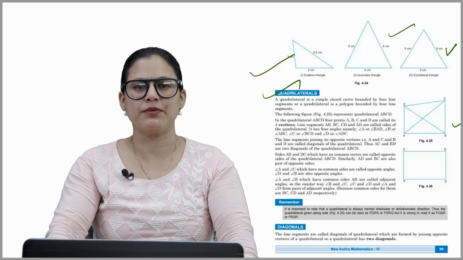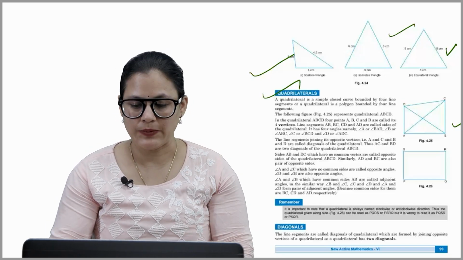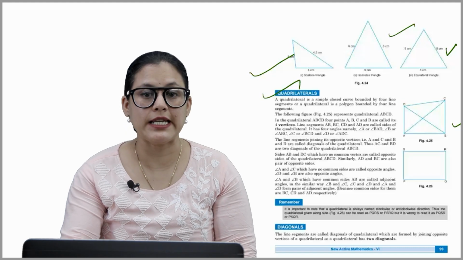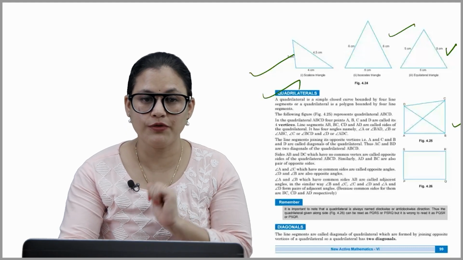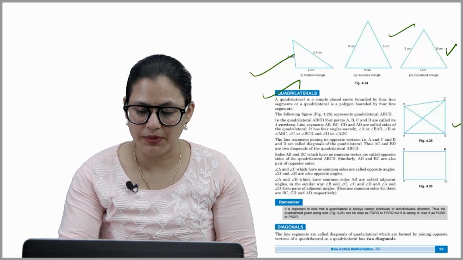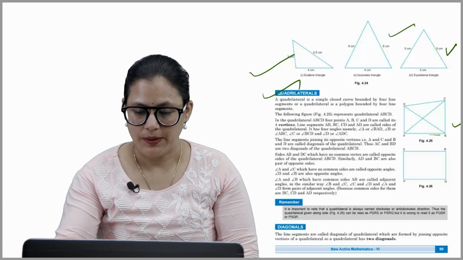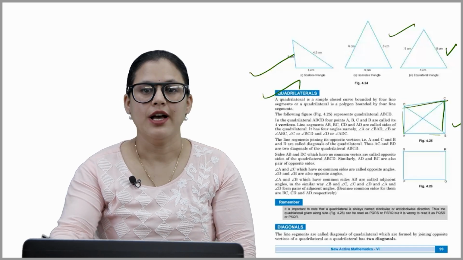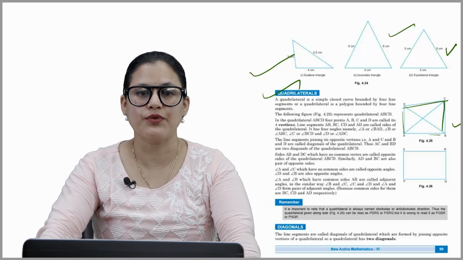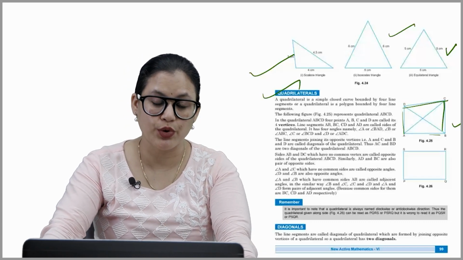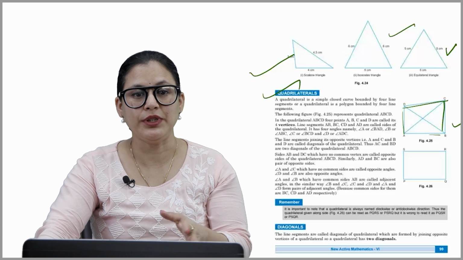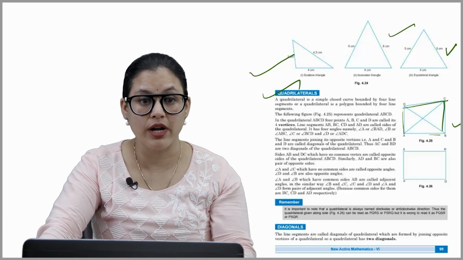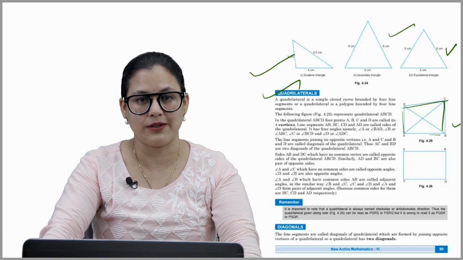In the quadrilateral ABCD, 4 points, that is A, B, C, D are called its vertices. 4 vertices are there, okay. Line segments AB, BC, CD and AD are called sides of the quadrilateral. It has 4 angles, namely angle A, or you can say angle BAD, angle B or angle ABC, angle C or angle BCD, and angle D or ADC, okay.